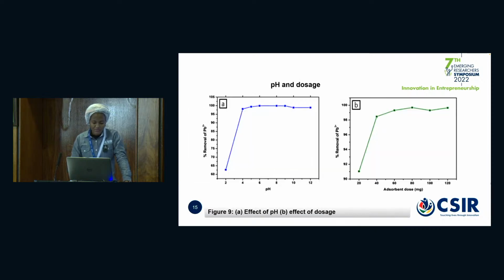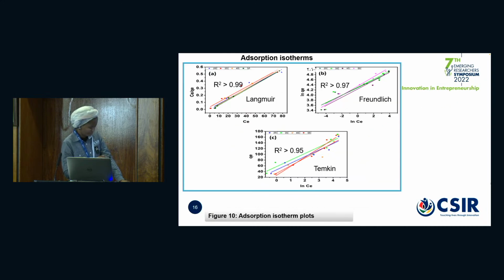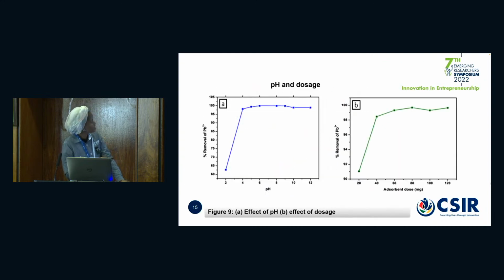In the batch absorption study, the effect of pH and dosage were studied. The effect of pH was studied to determine what pH is required to remove lead in wastewater. As we can see from this, at pH 4 equilibrium was reached, at a high removal of 98%.